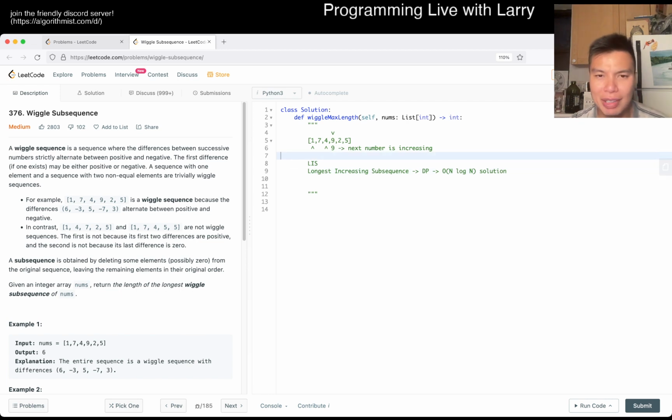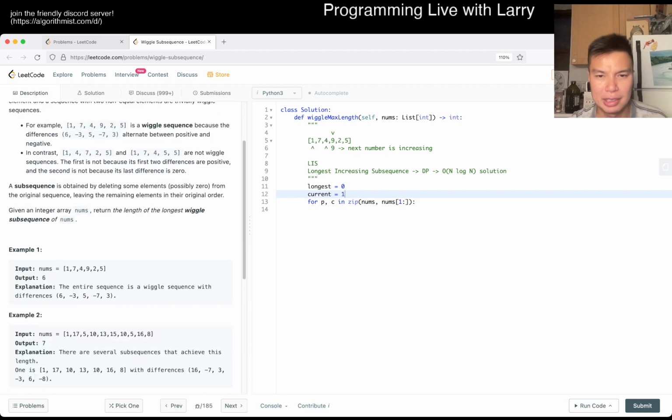Because the things I have here are easy for me to prove, that's why I would gravitate to them. But maybe you have something like previous and current, and again, you know that I like doing this, though maybe only for competitive. For a real thing, don't do it. So you have something like longest equals 0, maybe 1, but whatever. And then current is equal to 1, just because you always have one sequence, right?